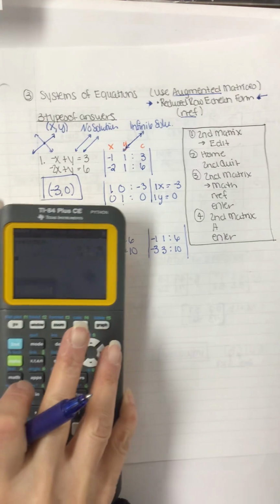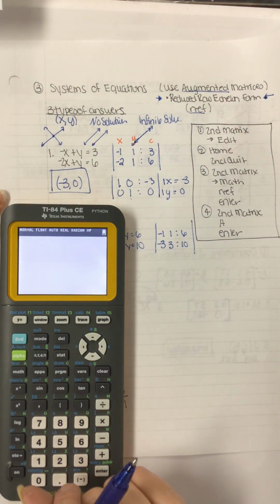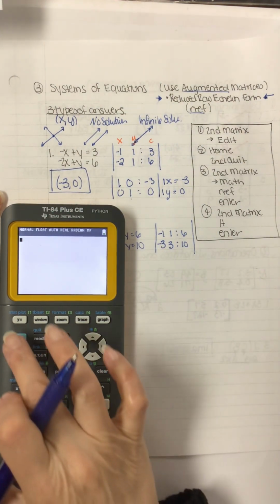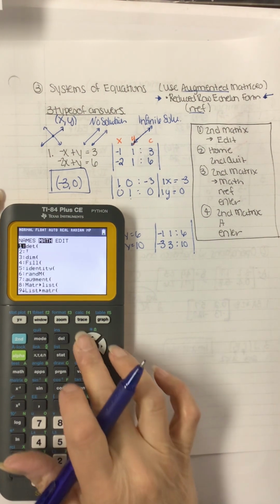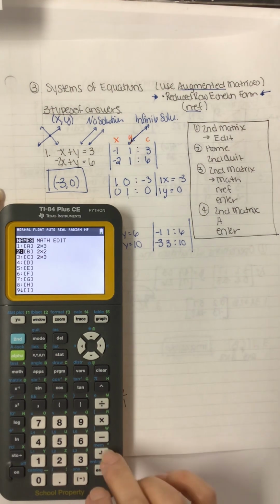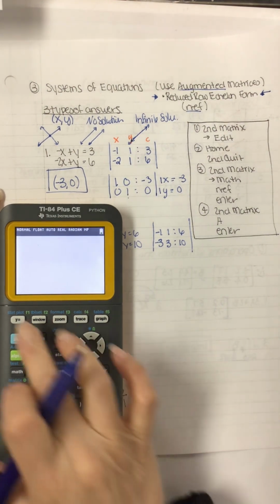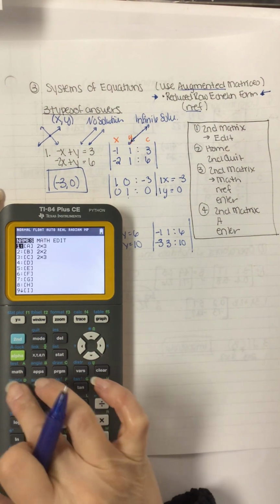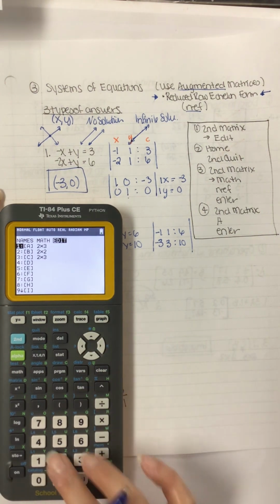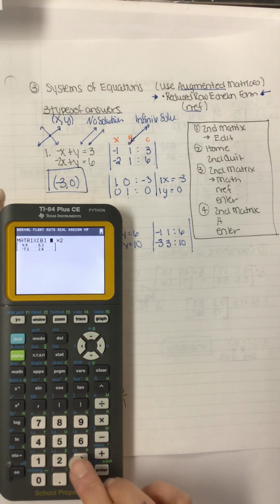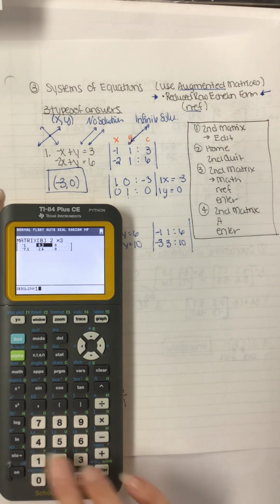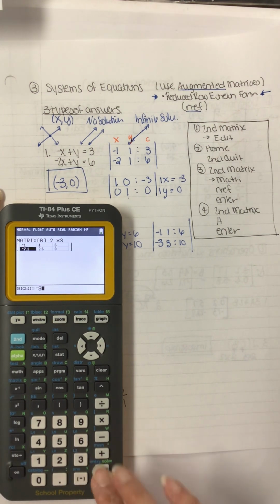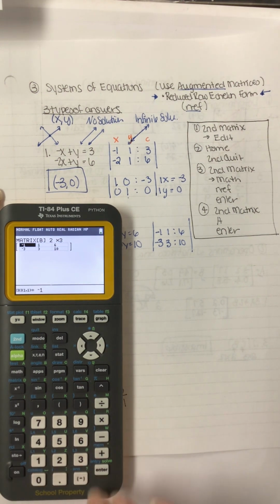Okay, what do I do? I need to store that, don't I? You could store it wherever you want to store it. I'm going to store it in B, just because. Got to go over to edit. I'm going to store it in B, and I need a 2 by 3. And I plug in -1, 1, 6, -3, 3, and 10.